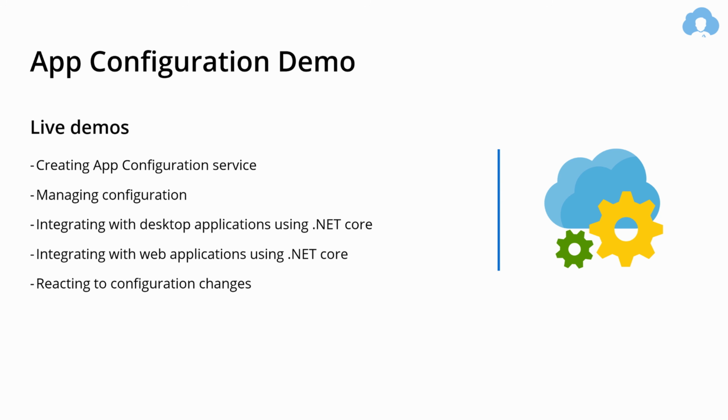The demos for today are, first of all, how can you create a configuration service in Azure Portal. Then we're gonna manage some of the configuration for our application. There will be 2 demos using a desktop application with .NET Core and web applications also using .NET Core. And lastly, I will show you how you can use Event Grid to react to changes in your configuration on the App Configuration service.